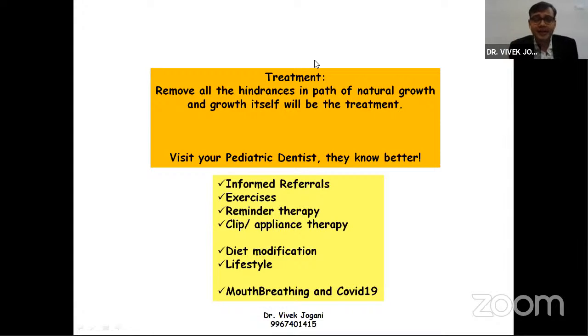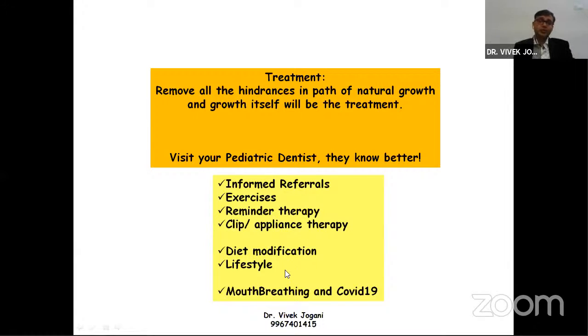Instead, you can decide a secret code. Say, for example, if your child's favorite sports star is Virat Kohli, you can just say, hey, Virat is around. When you say that, the child understands that he's breathing through the mouth, and he should stop breathing through the mouth. But if this reminder therapy does not work, then the best is clip or appliance therapy, which are usually given by your pediatric dentist.